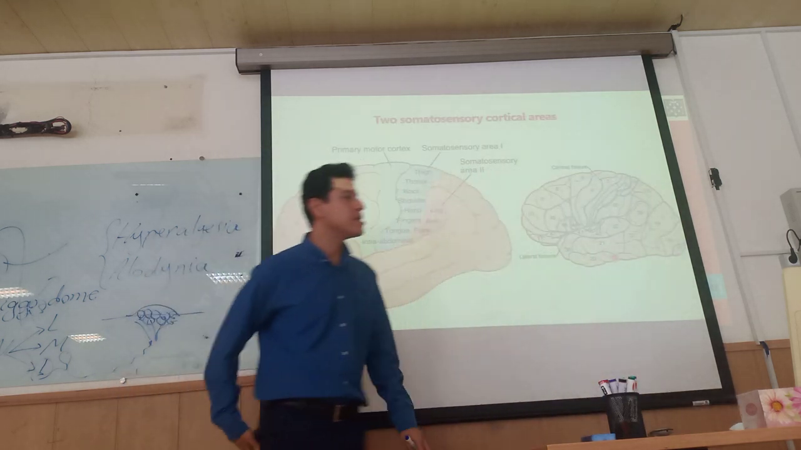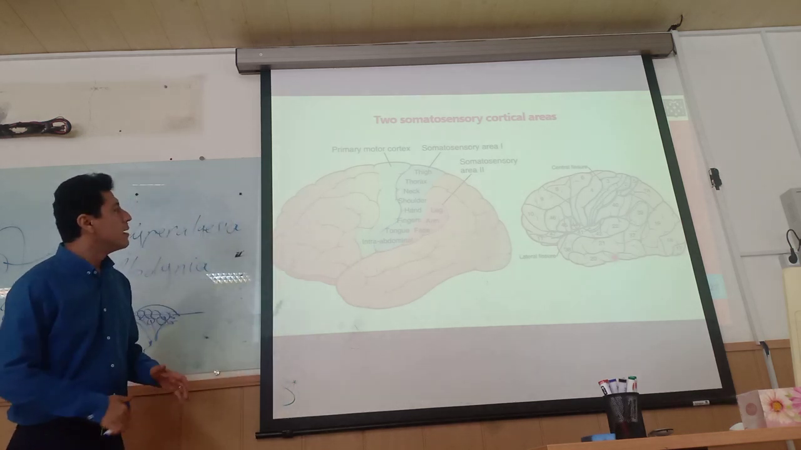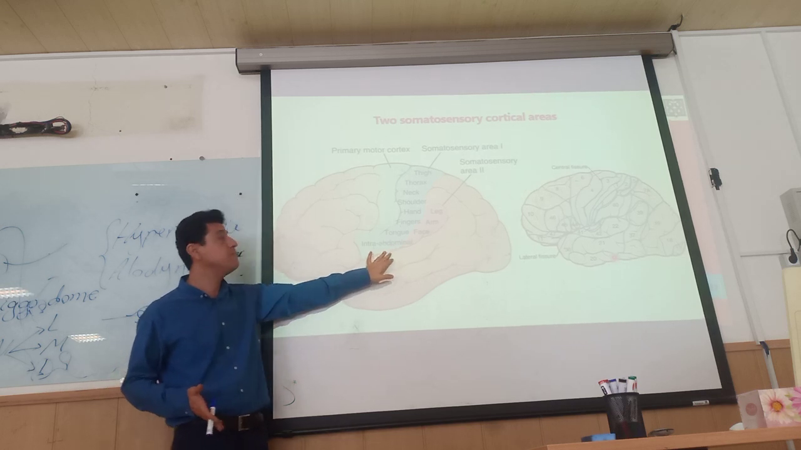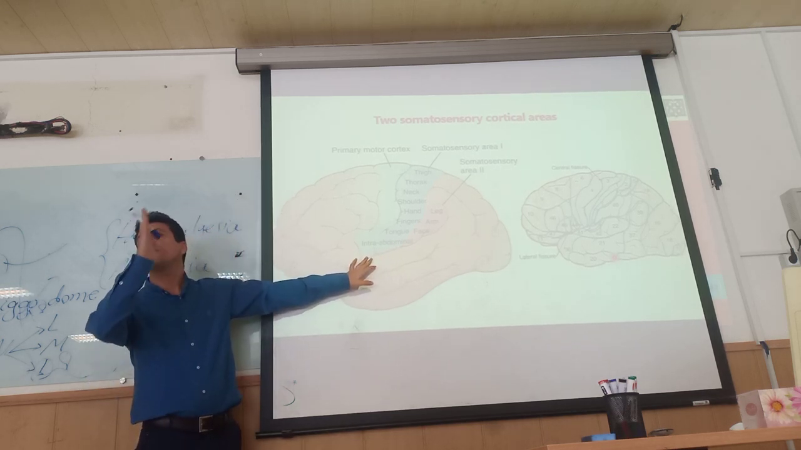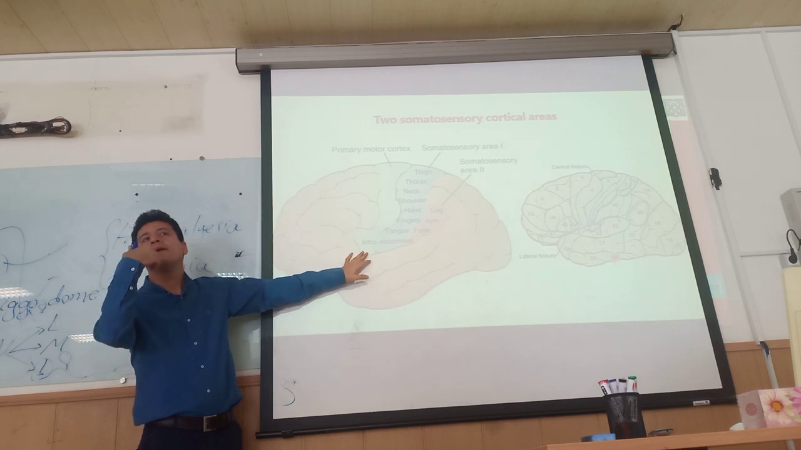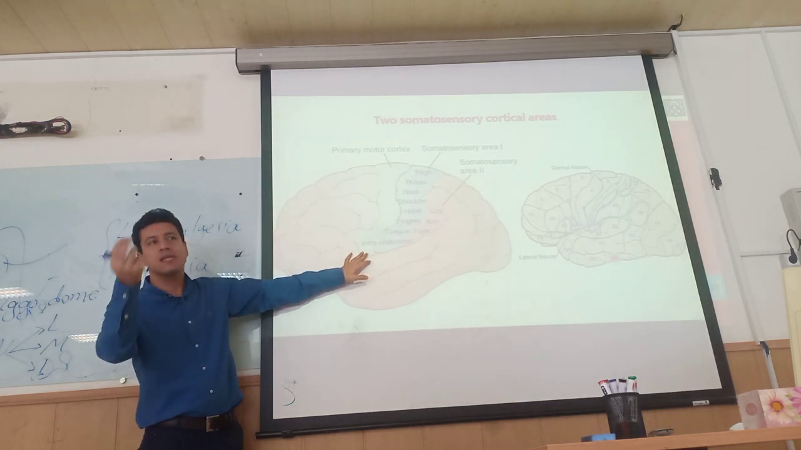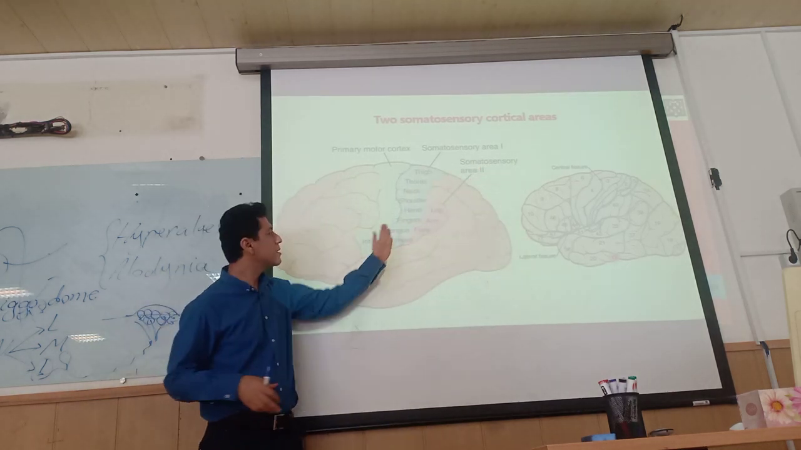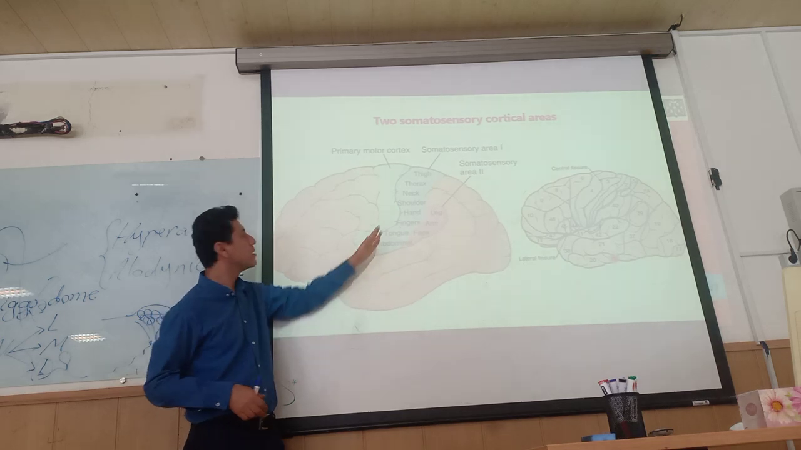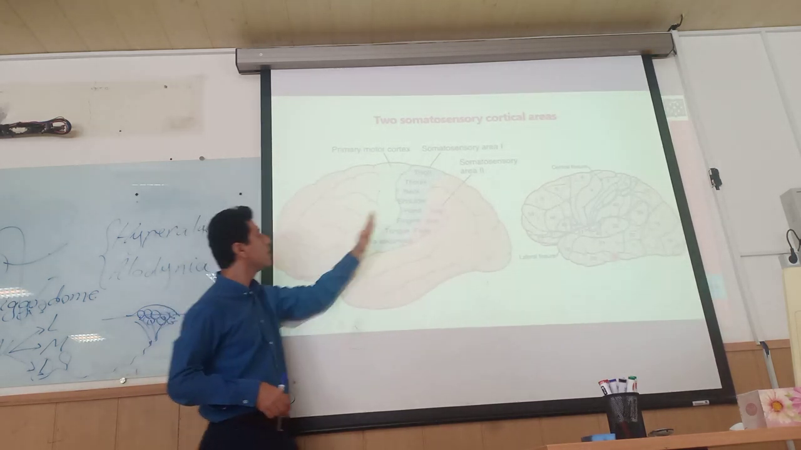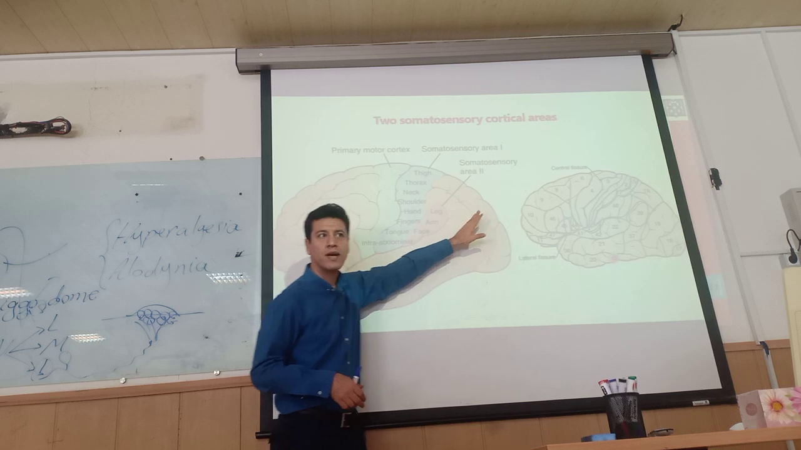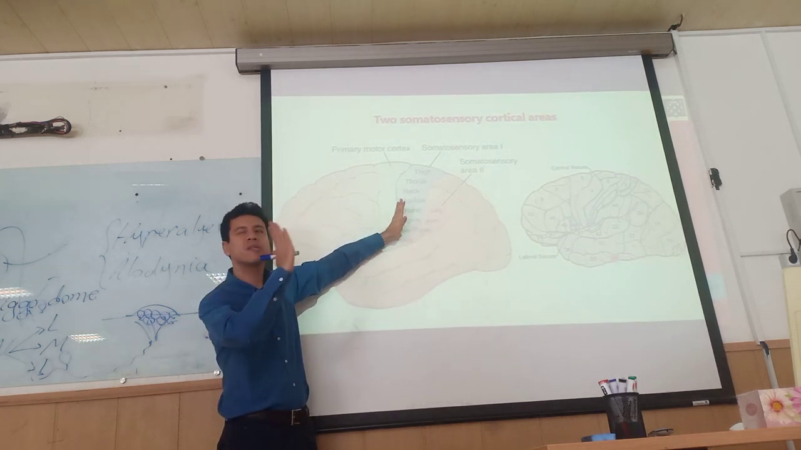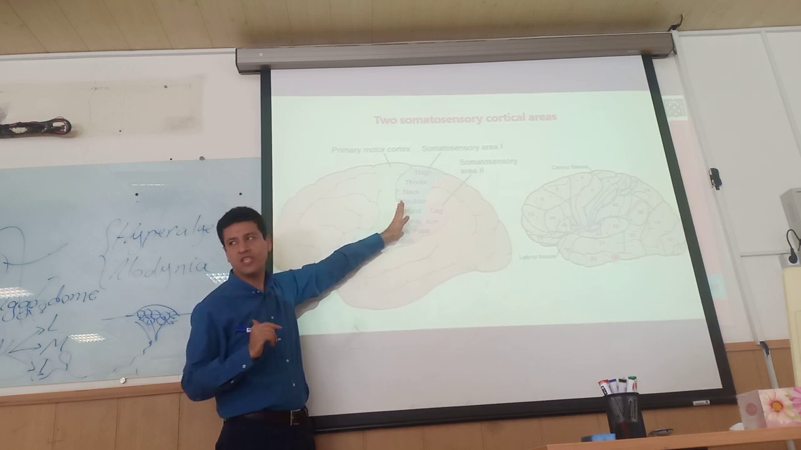Now let's see the representation of the body in the cerebral cortex. The part of the cortex that receives somatic sensation is called somatosensory area 1. It's located behind the central fissure. From here we have the frontal lobe, here we have the parietal lobe, right? Somatosensory area 1, we call it S1, is located just behind the central fissure.